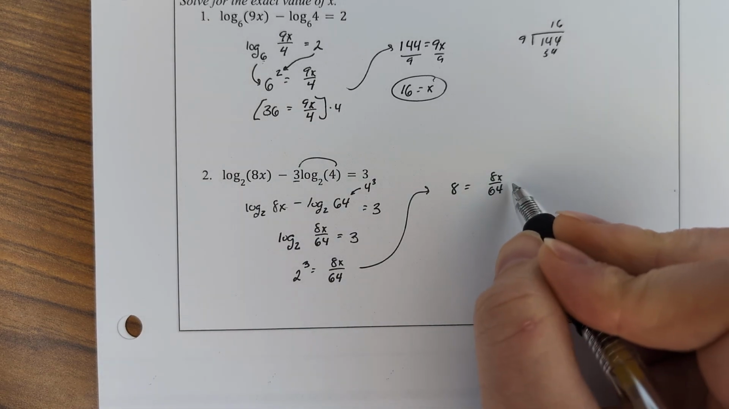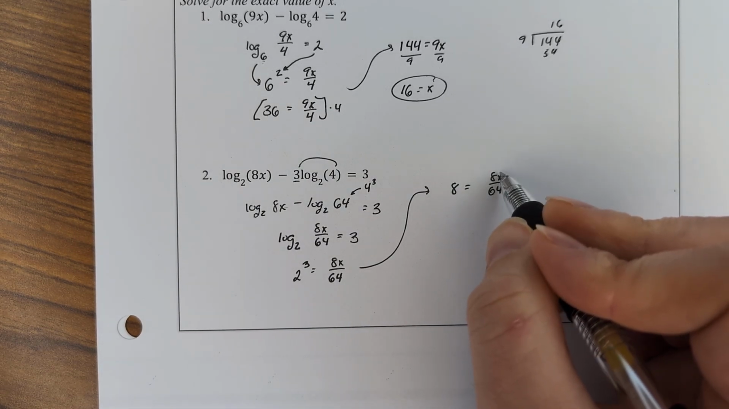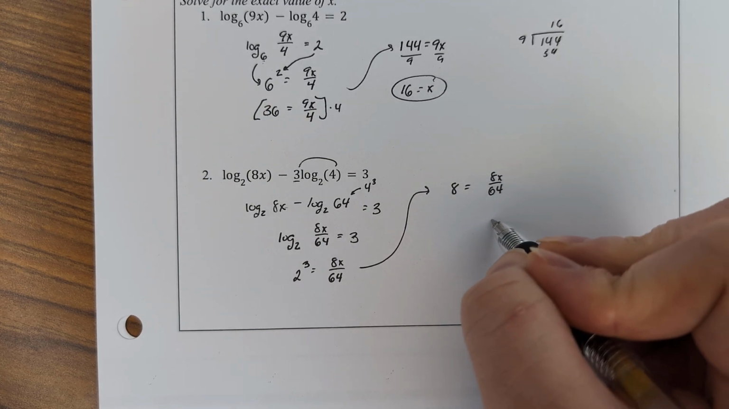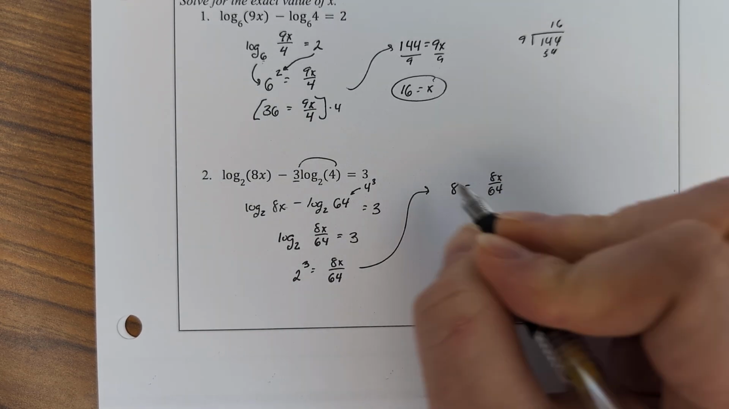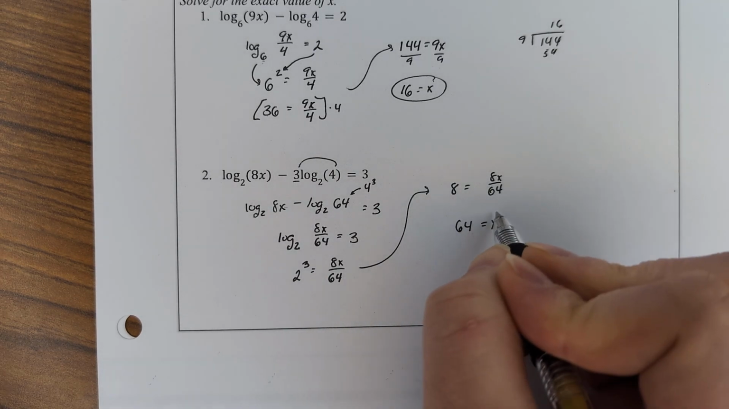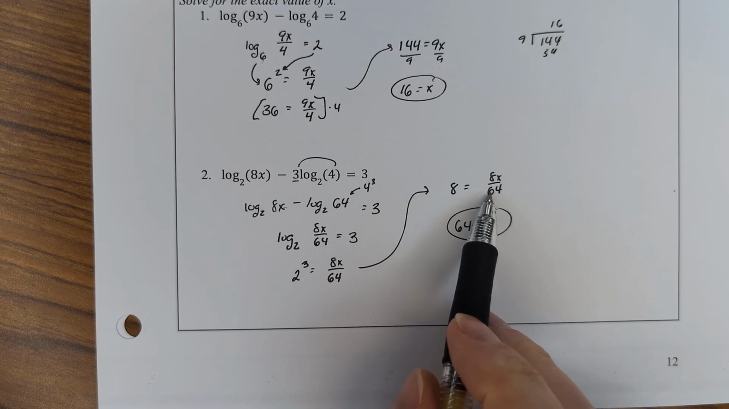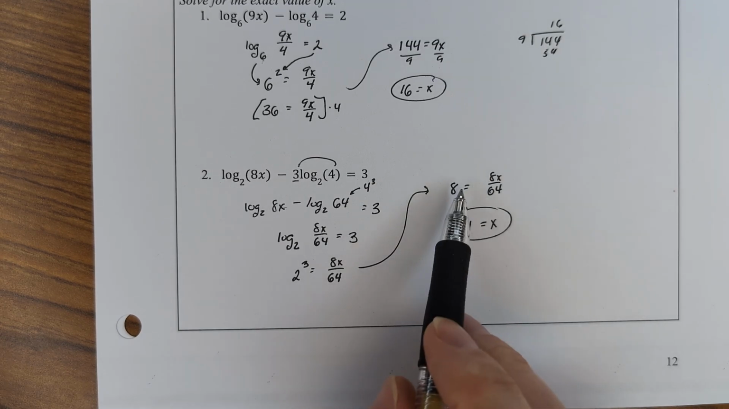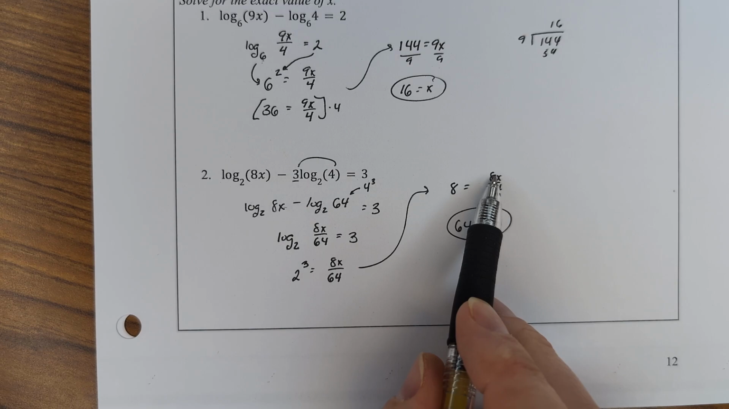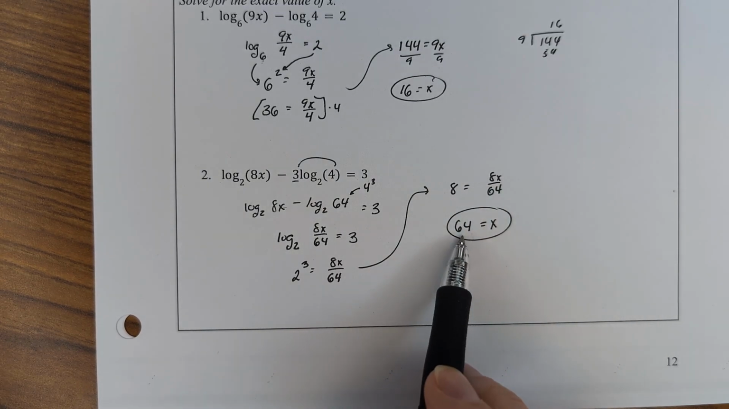So what I would have to do is multiply both sides by 64 and then divide both sides by 8. If I do those two steps, we get just 64. It doesn't really matter what 8 times 64 is, because I'm going to turn around and immediately divide it by 8. So 8 times 64 divided by 8 just cancels the 8, which gives me 64.